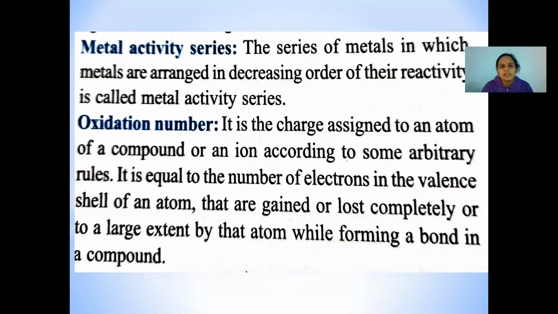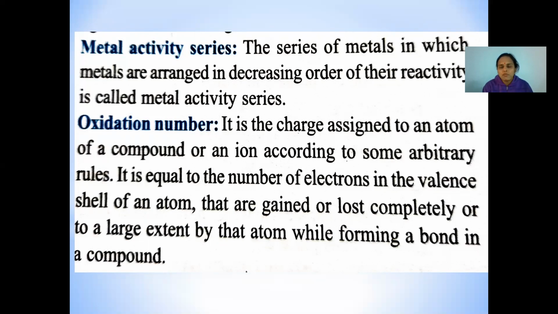The series in which metals are arranged in decreasing order of their reactivity is called the metal activity series. So the metal that is placed above in the reactivity series can displace the metal ion, that is, the metal which is present below in the reactivity series. Hope it's clear. Let's now come to the oxidation number.